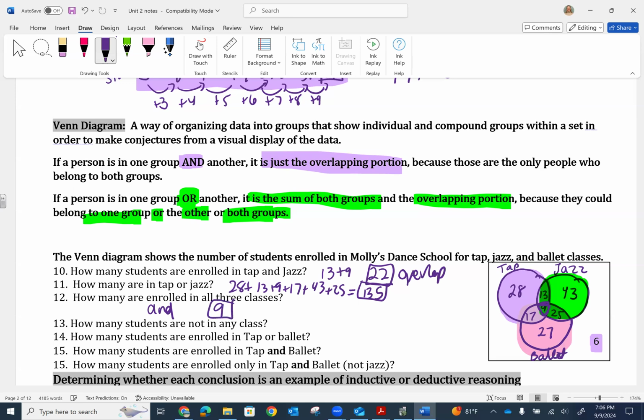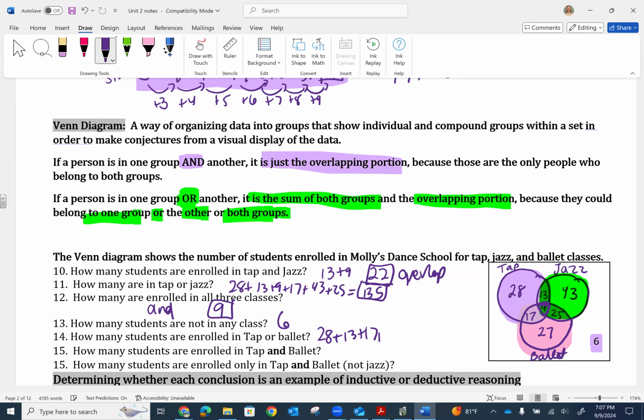Okay. How many kids are not in any class? Well, that'd be 6. Notice they're not in any circle. They're sitting out. How many kids are in tap or ballet? Okay, tap or ballet means you're in tap or ballet or both. Okay, so let's do that. So it'd be 28 and 13, tap, ballet, or both.